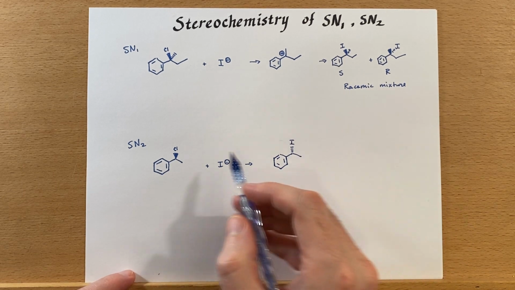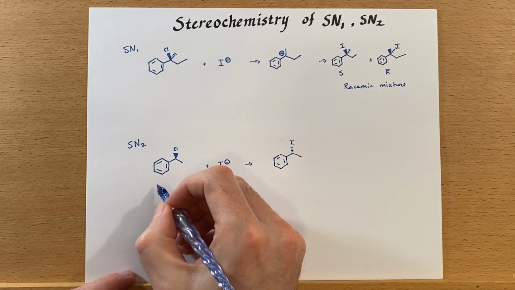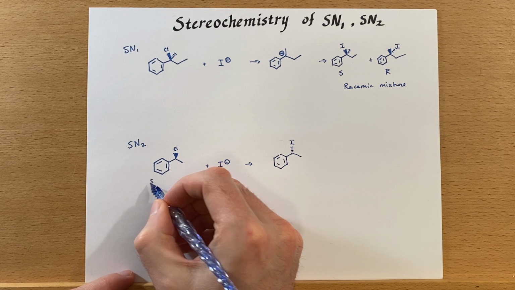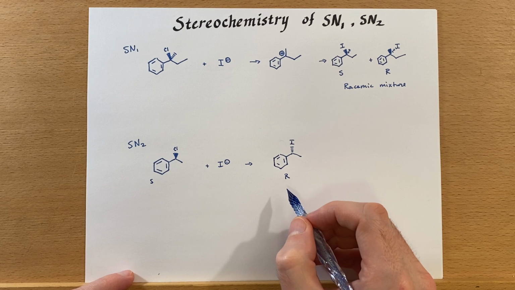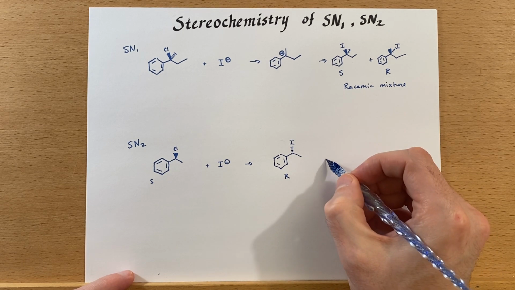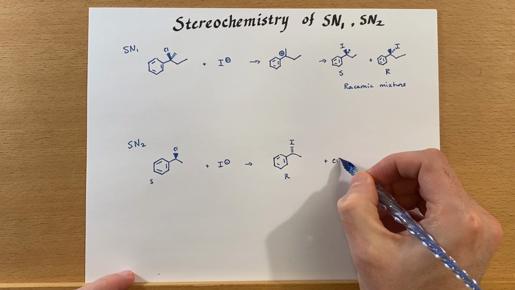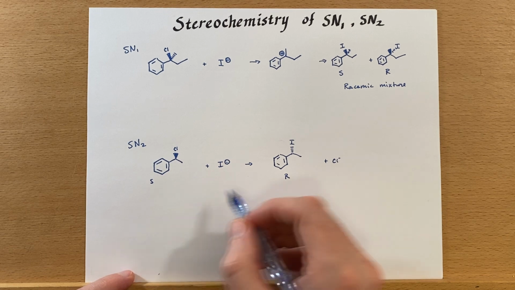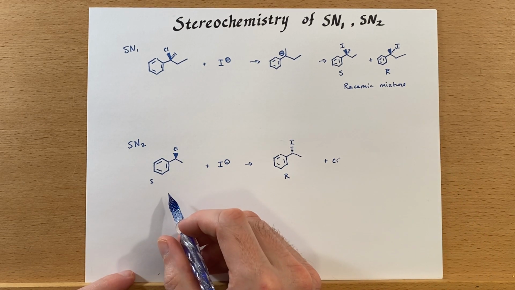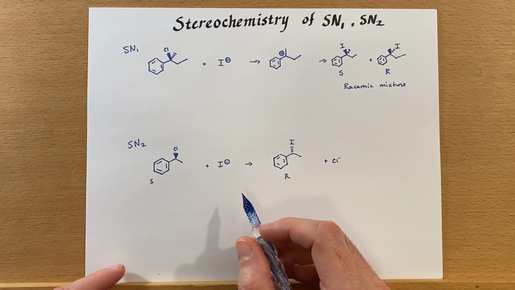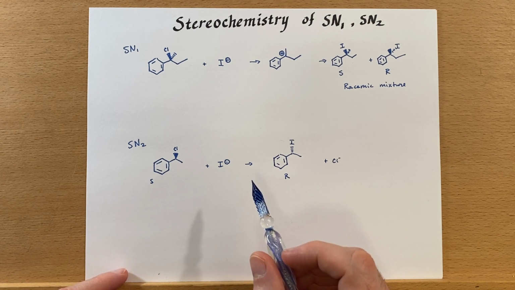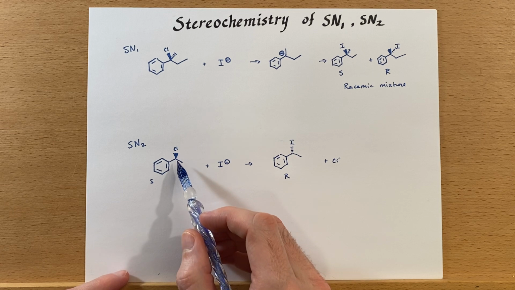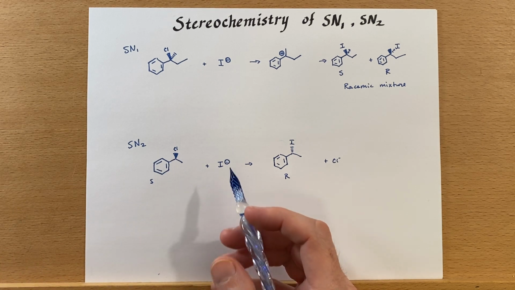So you'll notice that here we've started with the S isomer, and now we're ending up with the R isomer, plus some chloride. So how does this actually happen? Well, in an SN2 reaction, this is a concerted process, right? It all happens in one step.